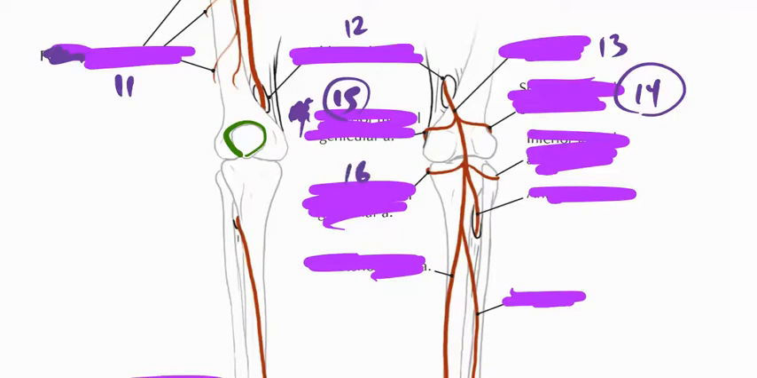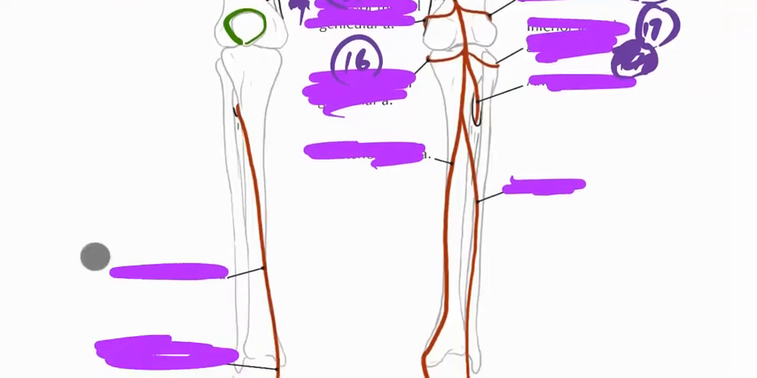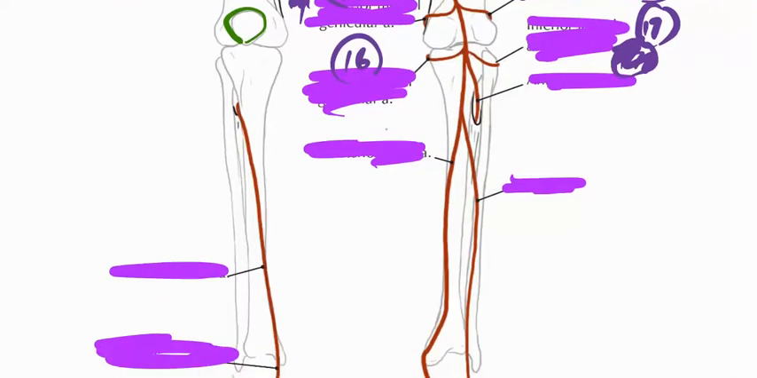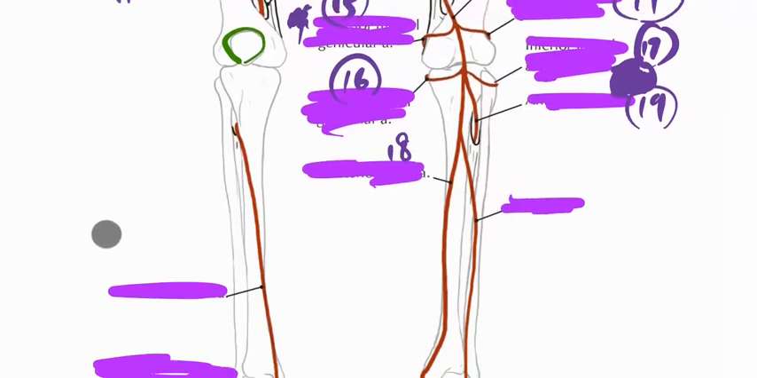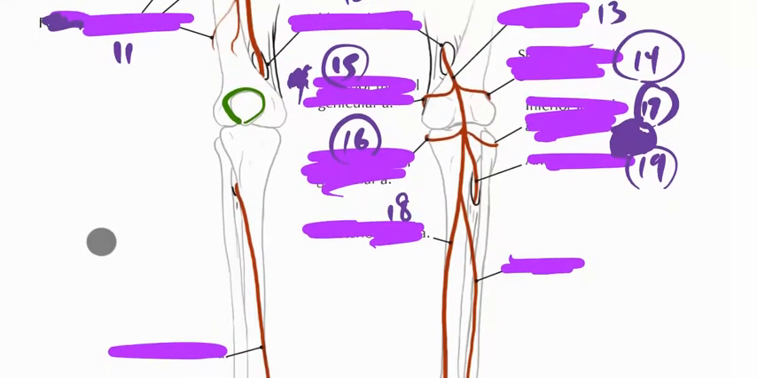Okay, so then what would 16 be? Inferior medial genicular artery. Okay, that's right. And then 17? Oh no, sorry, this is wrong. Yeah, 17 is the inferior lateral genicular artery. Exactly. You guys are good. How about 18 here? Wait, what's the previous one again? Yeah, 19. So this is your anterior tibial. Right, we're going anterior.